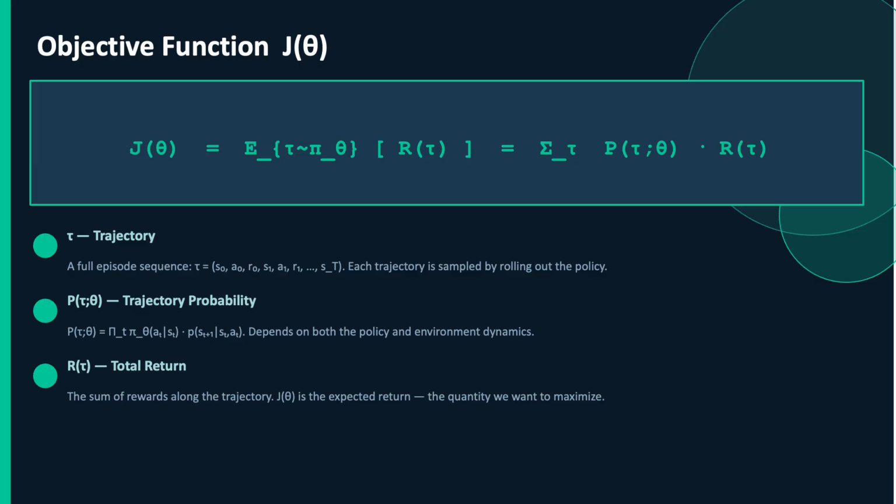The return R of tau is the sum of rewards along the trajectory. J of theta is the sum over all possible trajectories of their probability times their return.